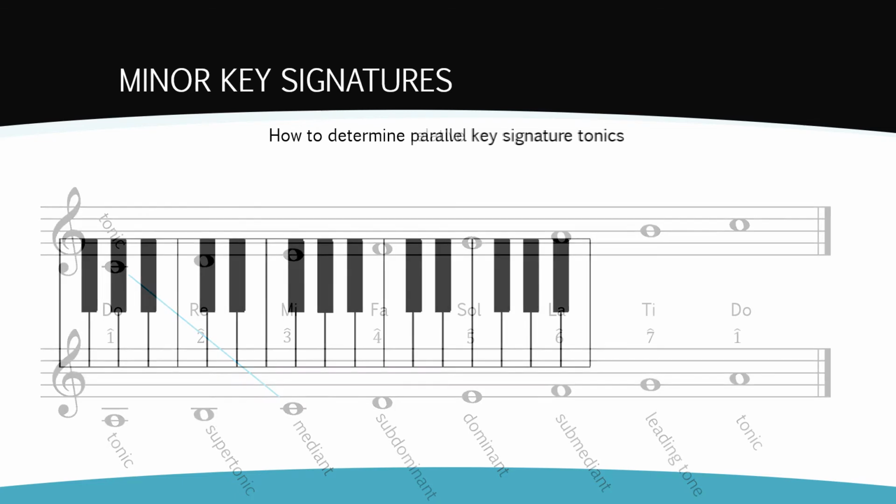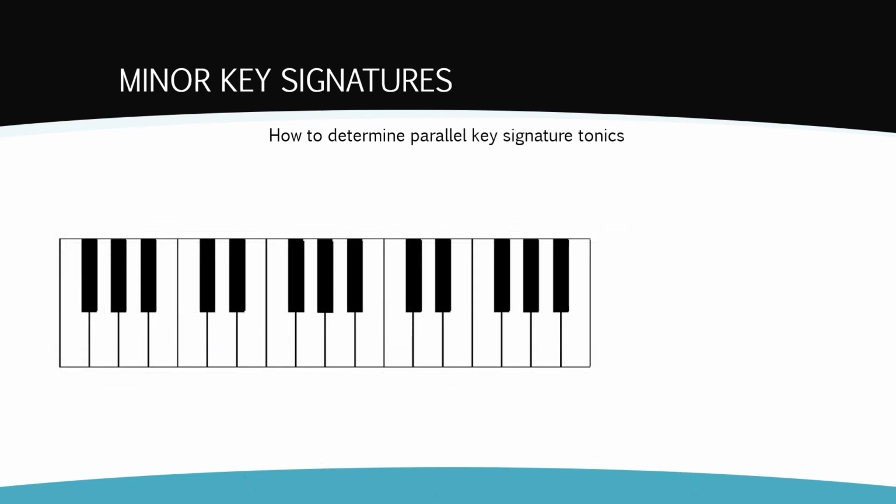Let's complete an example where we determine the key signature for a parallel key. Let's determine the key signature for the parallel minor to E major. Remember that parallel keys have the same tonic, but different key signatures. So the parallel minor to E major is E minor. Since parallel keys don't have the same key signature, we must use our knowledge of relative key signatures to determine the key signature for E minor.